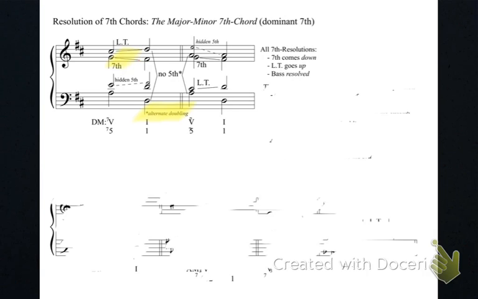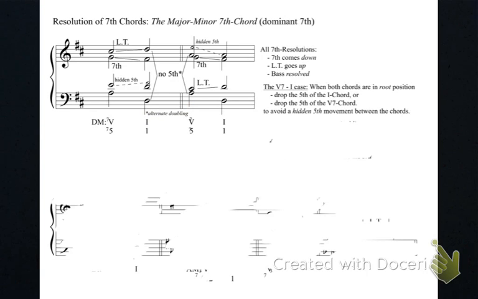With the 5-1 in root position, we have to make sure that we drop either the fifth from the 1 chord or the fifth of the 7 chord, because it otherwise would create a hidden fifth movement between the chords. As you can see here indicated, in the first case I dropped the fifth from the 1 chord because it would create a hidden fifth movement, and the same thing in the second version of dropping the fifth from the 5 chord, a 5-7 chord in this case.